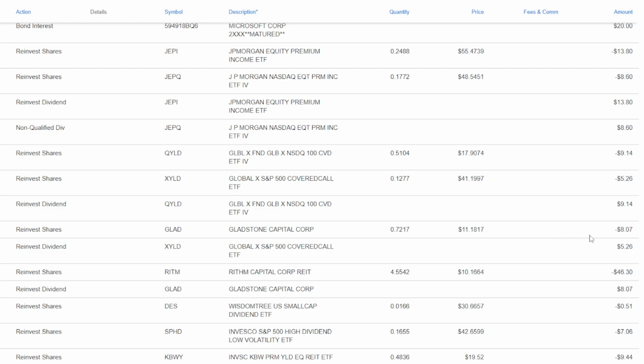But hey, $8.07 from Gladstone got reinvested for 0.72 shares. Not too bad. We get a couple of monthly dividend payers following them, QYLD and XYLD. XYLD paid me $5.26, reinvested for 0.127 shares. QYLD, the larger of the two positions, paid me $9.14, reinvested for 0.51 shares.